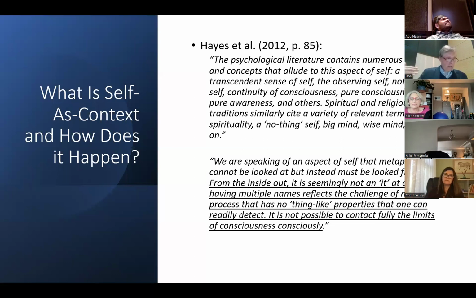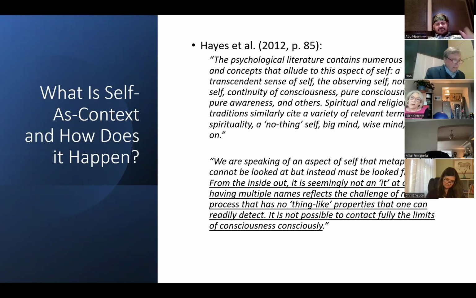Then the next paragraph, again directly from page 85 in the book: "We are speaking of an aspect of self that metaphorically cannot be looked at, but instead must be looked from." So we're the observer perspective from which we look. "From the inside out, it is seemingly not an it at all, and having multiple names reflects the challenge of naming a process that has no thing-like properties that one can readily detect. It is not possible to contact fully the limits of consciousness consciously." You see that this self as context idea is a mysterious idea, and it's not another object. In a sense, it's pure subjectivity. It's not another object.